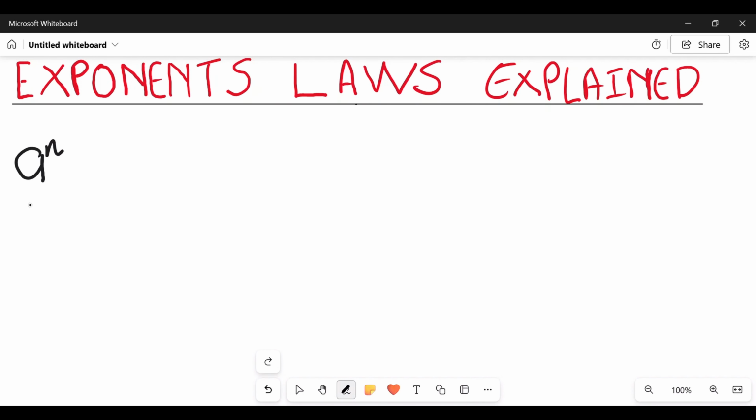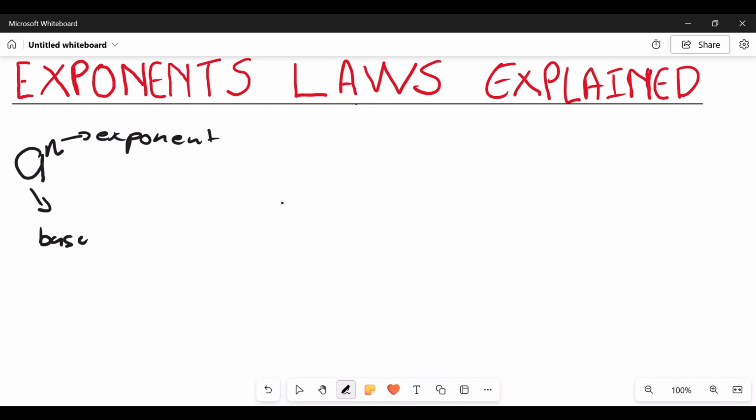All right, as you can see here, we have the following notation. We have a number, which we call the base. And then we have n, which is the actual exponent. So here it's a to the power of n, or the nth exponent. This n represents how many times the base multiplies itself.